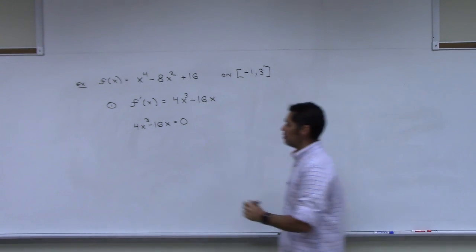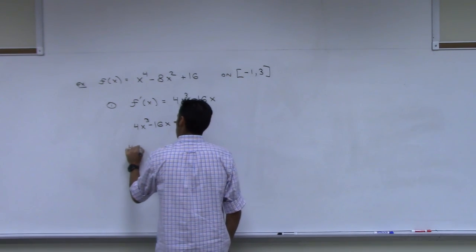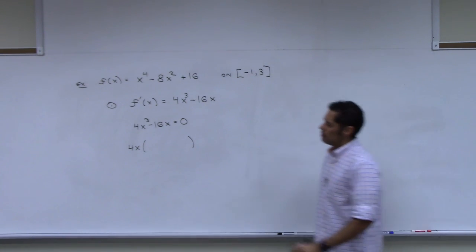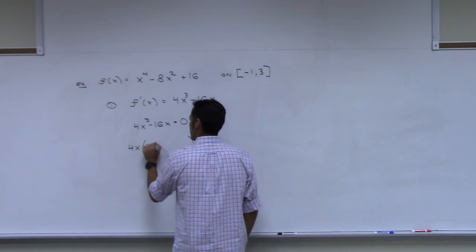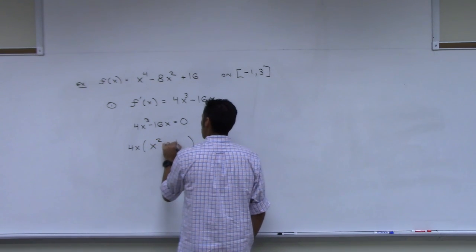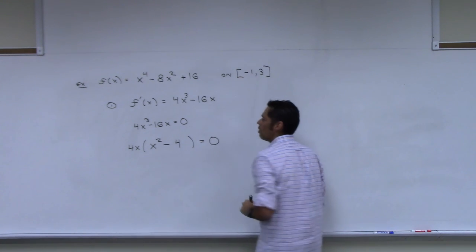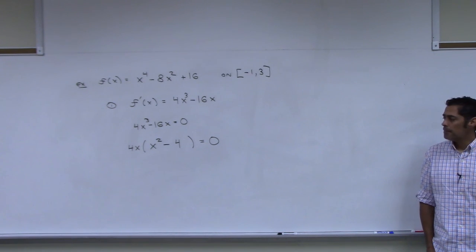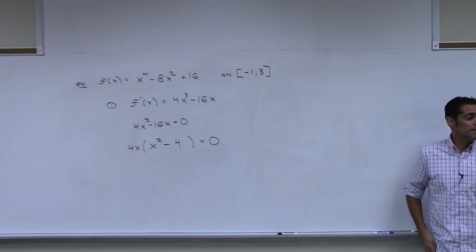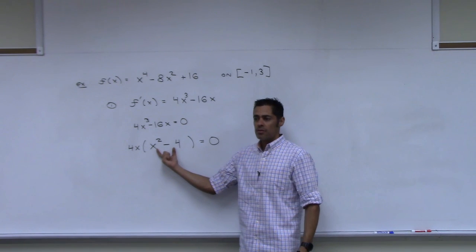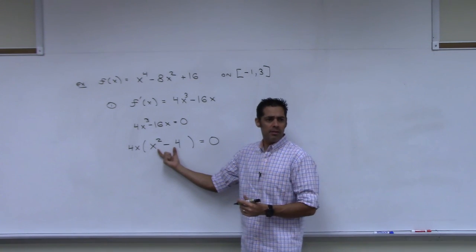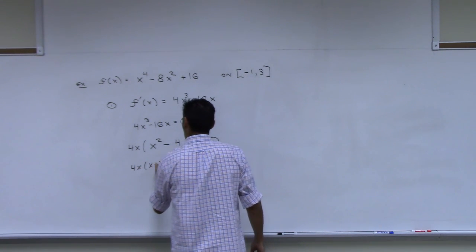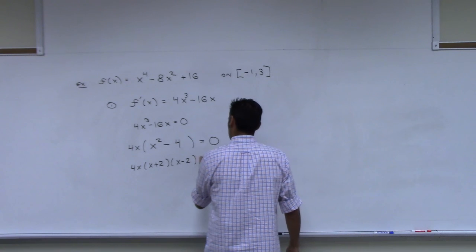Take out a 4x first. If I factor a 4x out, what will I be left with in the parentheses? You have x squared minus 4 when you pull the 4x out, right? And then that is a difference of squares. So you have to recognize that pattern. That factors to be x plus 2 times x minus 2 equals 0.